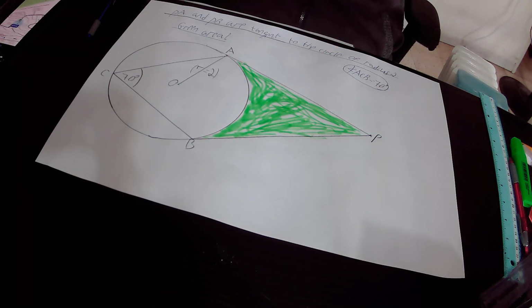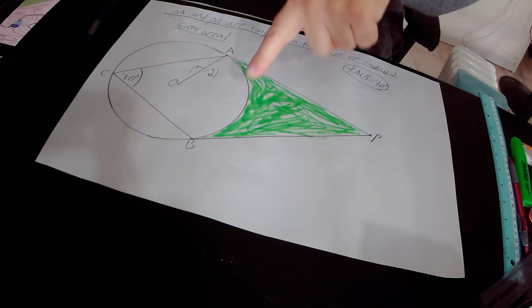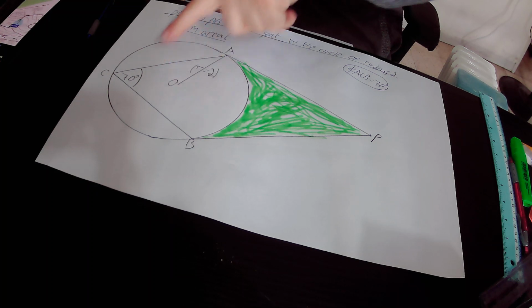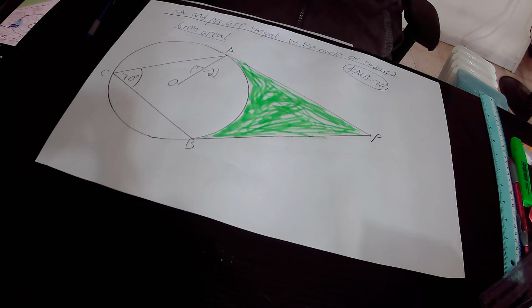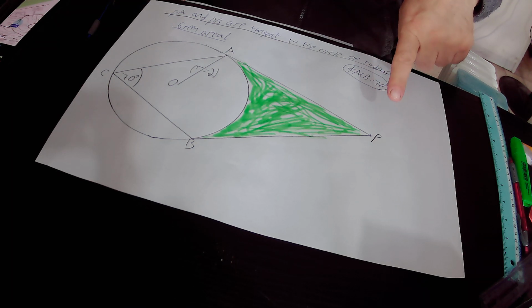Hello, in this lecture we'll find out the area of the green shape. In the drawing we have a circle. The radius of this circle is 2, r equals 2. In addition, we have the peripheral angle ACB that equals 70 degrees in its size. And we also have an external point, point P.